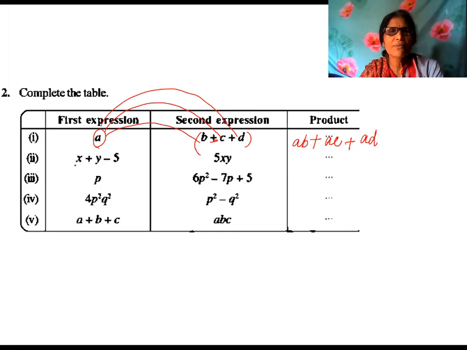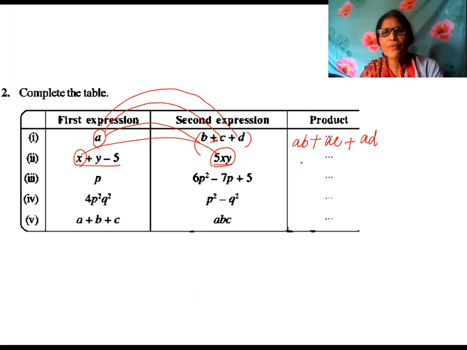In the second one, here is the monomial, so I'll go one by one. From here also I can start: x into 5xy. X into 5xy gives you 5x square y. So first is 5x square y.